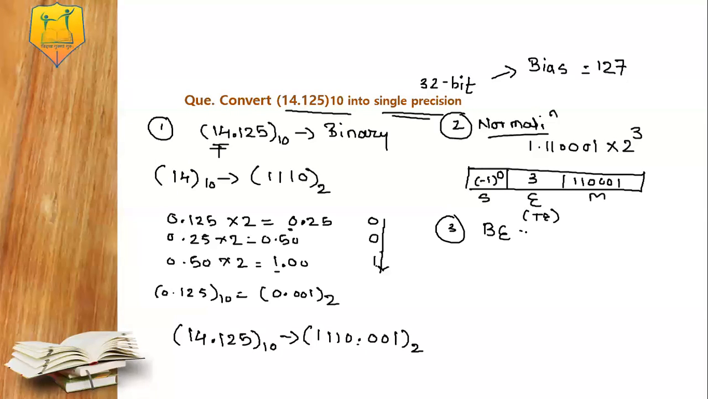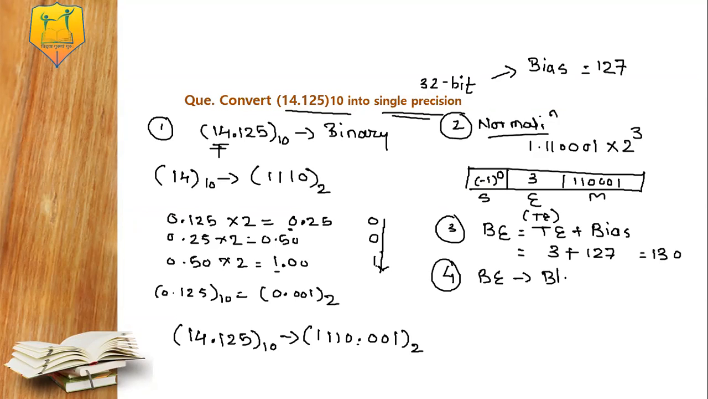Now I have to calculate the biased exponent. So biased exponent is equal to true exponent plus bias value. That is my third step. So true exponent is 3. Okay, how am I going to calculate it with the positive bias? So 3 plus 127, that becomes 130. Now, obviously I have to convert this biased exponent 130 into binary. That is my fourth step.